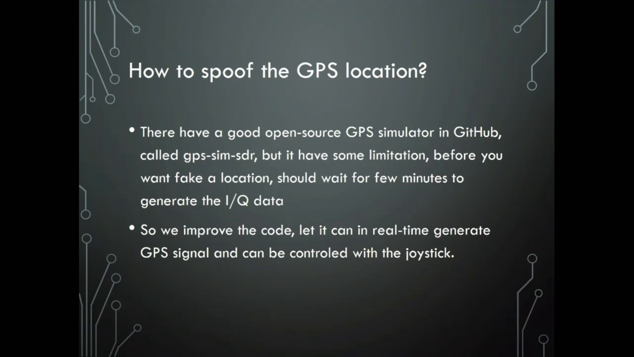Now I will introduce how to spoof the GPS location. There is a good open source GPS simulator on GitHub called GPS-SDR-SIM, but it has some limitations. Before you fake a location, you should wait a few minutes to generate the IQ data. What is the IQ data? IQ data is what you must build for modulation if you want to play with SDR. And so we improved the code so it can generate the GPS signal in real time and be controlled with a joystick. That means you don't need to wait 5 minutes or a few minutes to generate the IQ data. You can directly choose the point in real time.